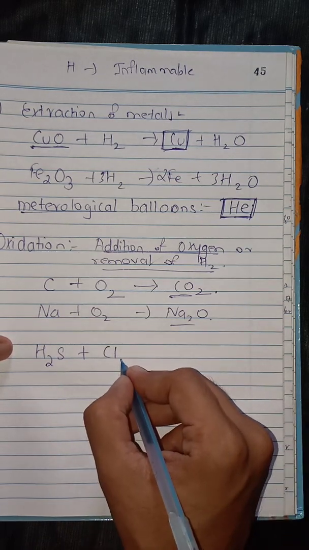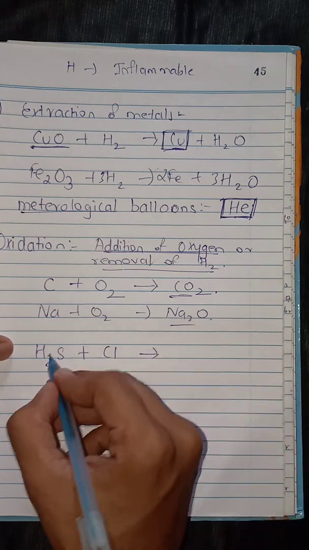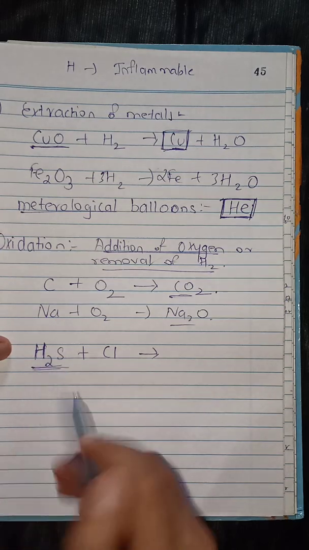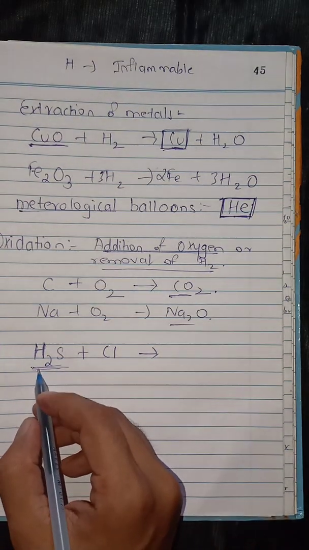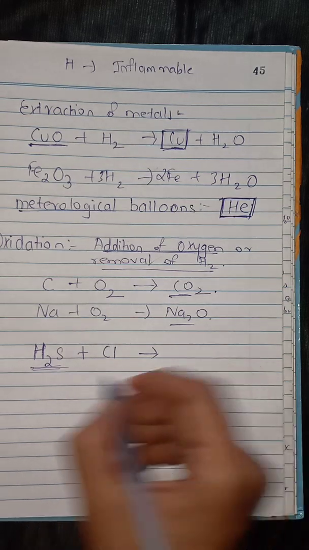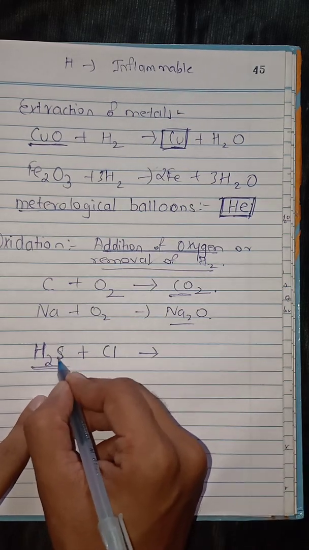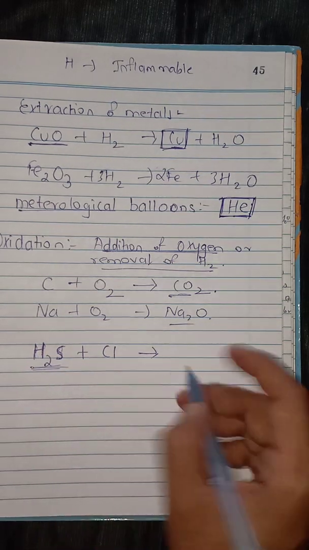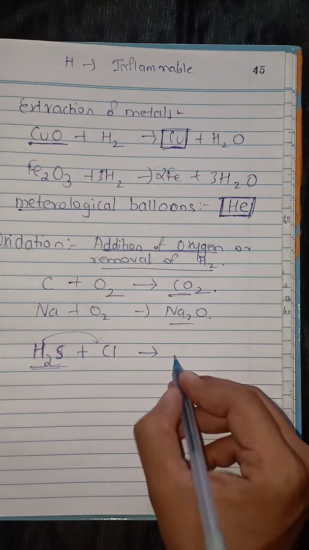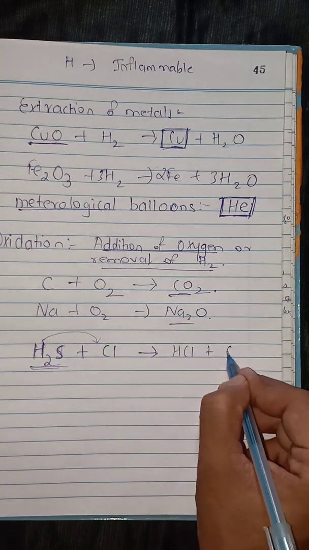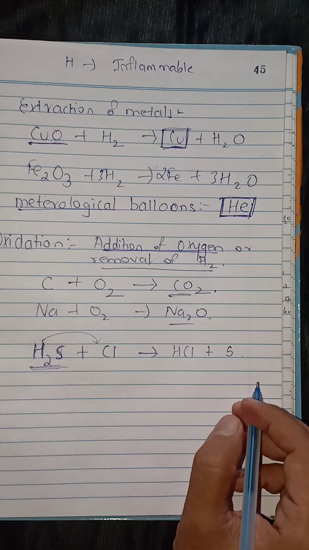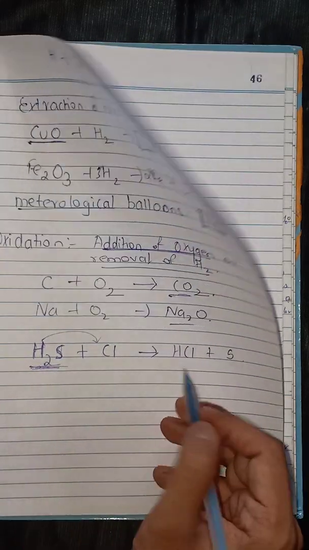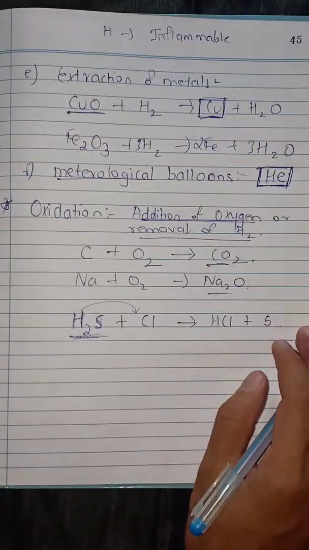Okay, suppose in this compound we can see hydrogen, which is there with the sulfur. If I remove this hydrogen from this compound, what would be the formation? It would go here, HCl and S. So see, from this compound we removed the hydrogen. So this means the removal of hydrogen.